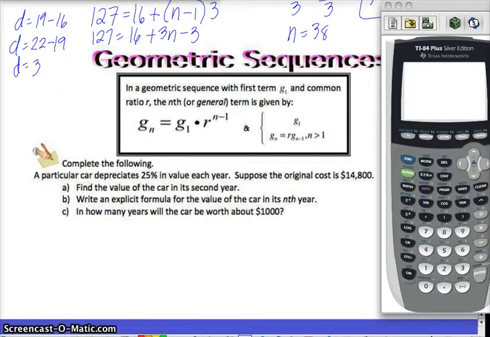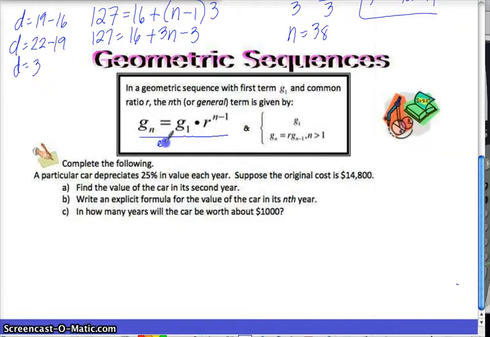Okay, finally we have the geometric sequence we're going to talk about. So we see 2 formulas here. Again, this is the explicit formula, and this one is the recursive formula.